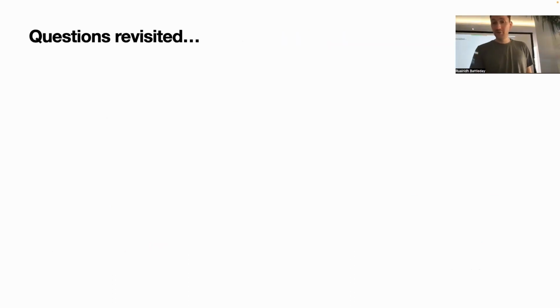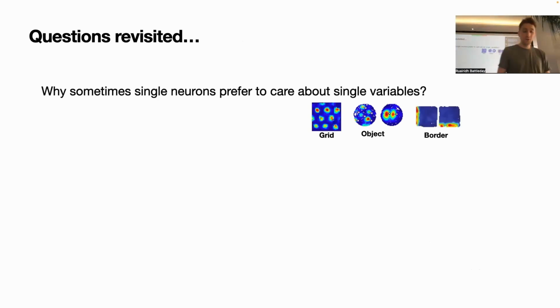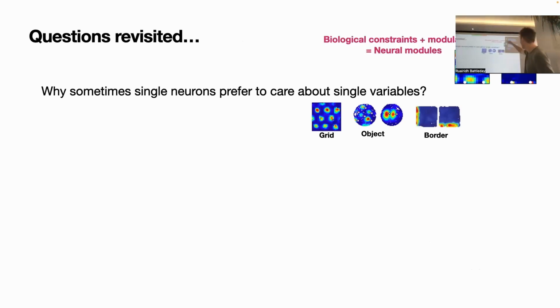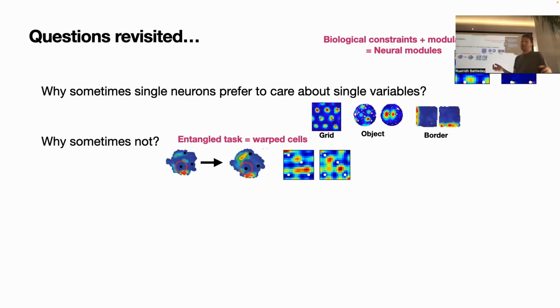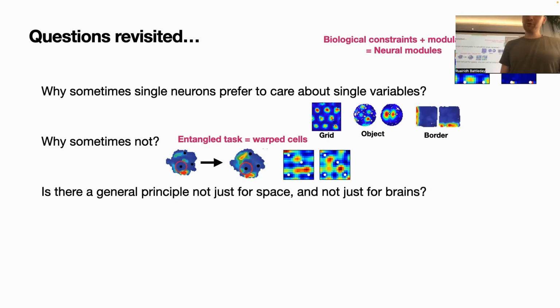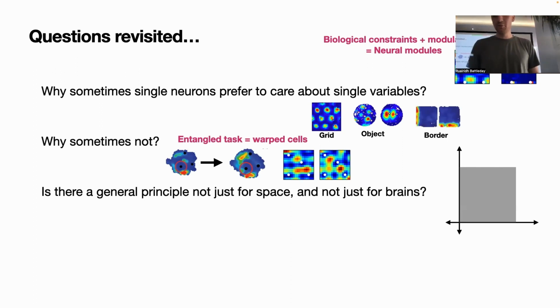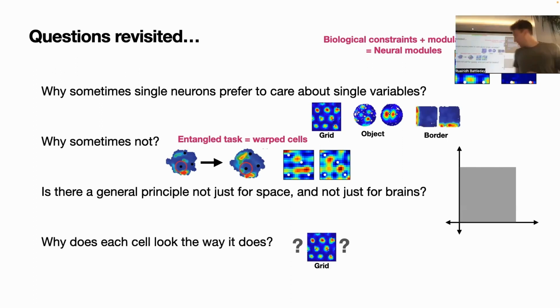Okay, so let's revisit these questions. And the first question was, why do sometimes single neurons care about single variables? Well, we saw that hopefully biological constraints, plus a task with independent factors, leads to neural modules. Why sometimes not? Well, we saw that we had an entangled task with this warping. Is there some sort of general principle, not just for space and not just for brains? Well, we have that theory, which apparently works in these machine learning tasks. Why does each cell look the way it does? Well, we haven't answered that at all. Okay, so that's what we're going to try to have a look at now.